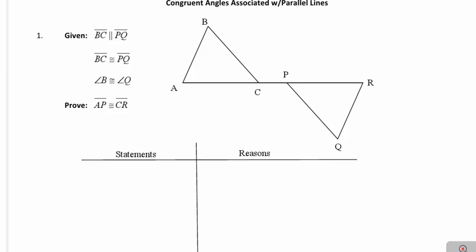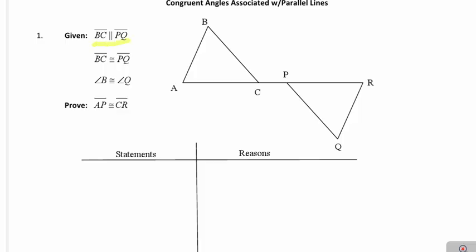In this video, we're going to try 3 different examples of congruent angles associated with parallel lines. So this first one is a 2-column proof, and it should look similar to some of the proofs you did in section 5.2. The only difference with this proof is that we are given 2 lines are parallel.